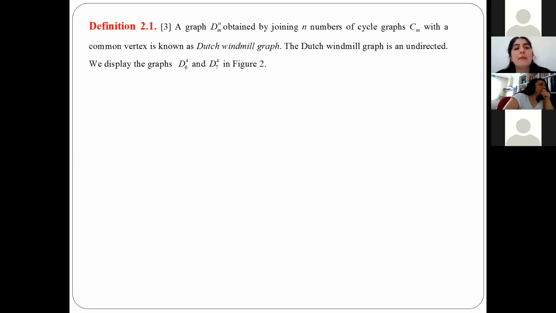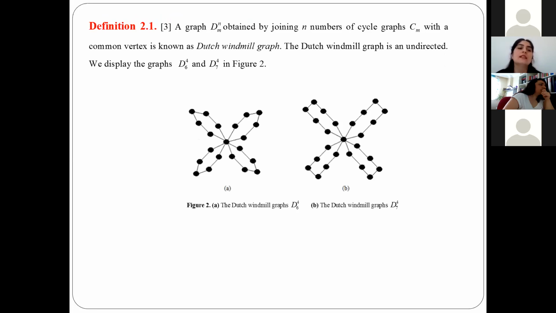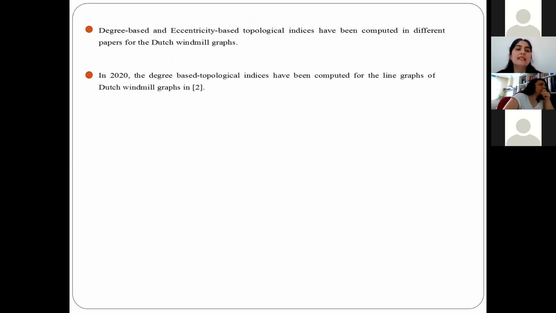A graph D(m,n) obtained by joining n copies of the cycle graph C_m with a common vertex is known as a Dutch windmill graph. The Dutch windmill graph is undirected. We display examples of the graph. The degree-based and eccentricity-based topological indices have been computed in different papers for Dutch windmill graphs. In 2020, the degree-based topological indices were computed for the line graph of the Dutch windmill graph in the references.